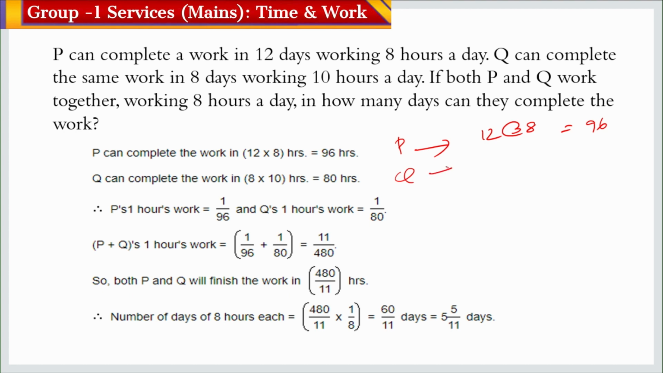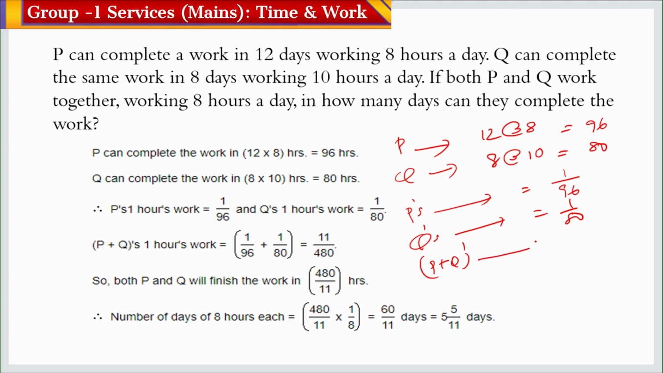Q can complete the work in 8 days at the rate of 10 hours, 8 tens are 80, correct. So P's work in 1 hour is 1 by 96, Q's work in 1 hour is 1 by 80. If both P and Q work together for 8 hours, that is P plus Q, so 1 hour work means 1 by 96 plus 1 by 80. So LCM is 480, 96 is 5.